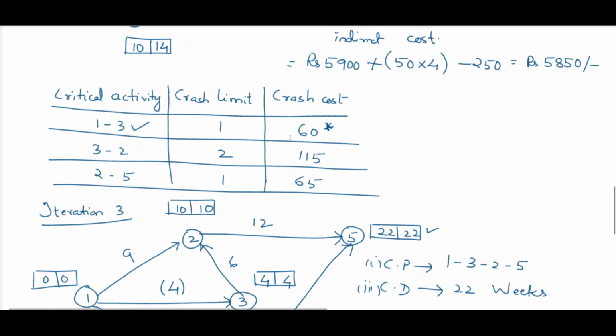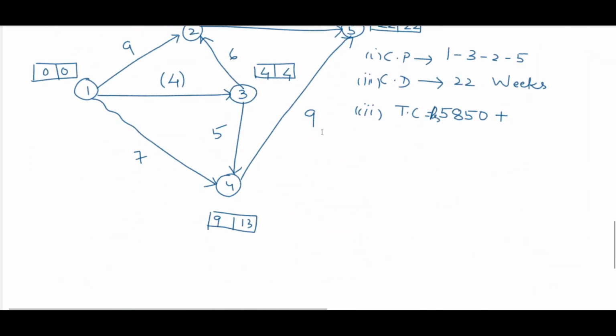Activity 1 3 by 1 unit means 60 into 1, it is 60. It is increase in direct cost minus decrease in indirect cost. Indirect cost given in the question is rupees 250 fixed. So you will get Rs 5660. So you can see that from the previous cost, this cost at iteration 3 has reduced in time as well as cost. Time has also reduced by 1 week and cost has also reduced. So again there is a scope for crashing. So next we can go for further crashing.